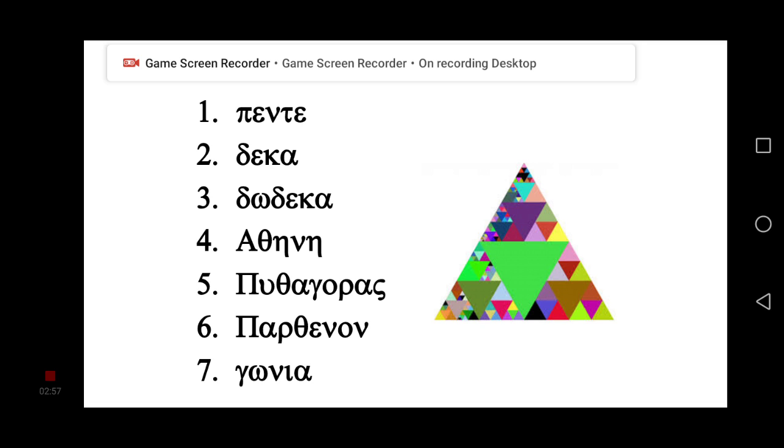Pythagoras, you may have come across that in maths, a famous mathematician, and you may have done the Pythagorean theorem. Parthenon. Parthenos actually means the maiden, and Parthenon is the temple of Athene the maiden in Athens. And gonia is corner or angle, and you put gonia or gon at the end of various mathematical shapes like pentagon and the like.